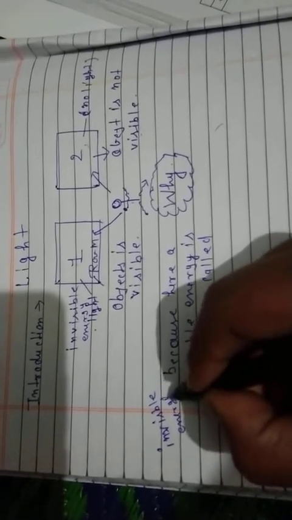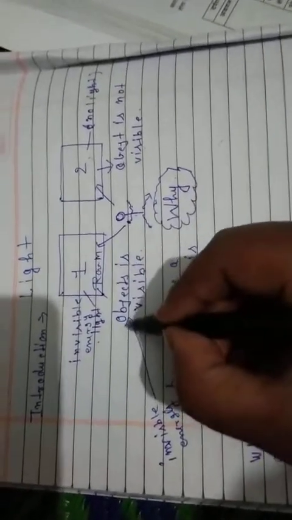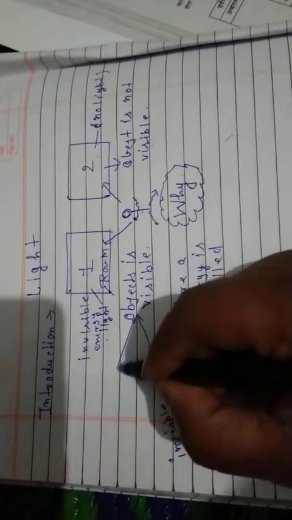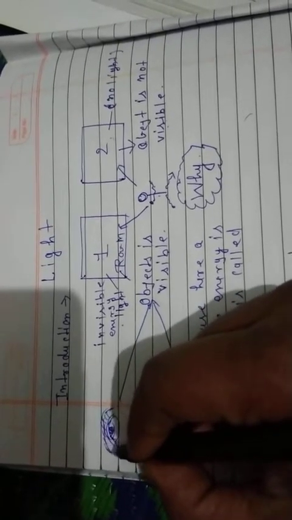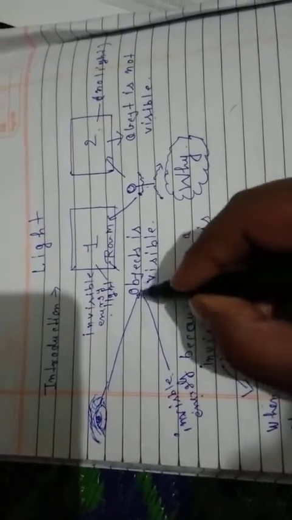So we are able to see when invisible energy falls on objects, it is reflected again. When invisible energy falls on objects, it diffuses from there and enters our eye. Okay, the eye drawing is not very good, so only consider it. It is an eye. So invisible energy falls on objects, and after that it is reflected and enters our eye.